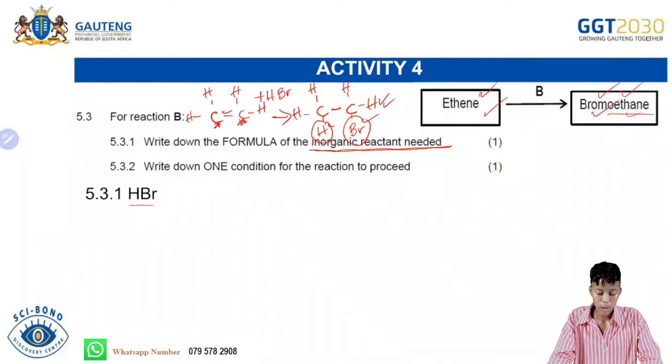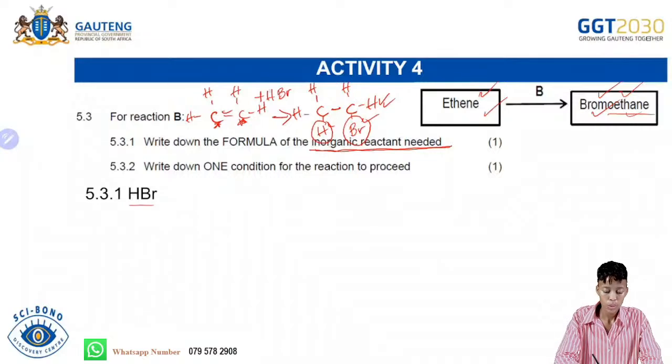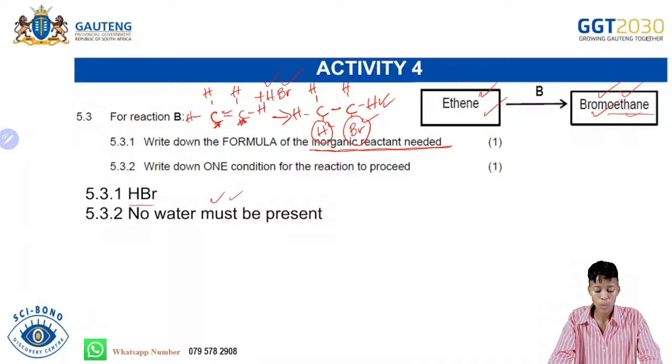Then it says write down one condition for the reaction to proceed. So the addition reaction where you add a hydrogen and a halogen, what is the reaction condition for the reaction to proceed? The reaction condition would therefore be: no water must be present.